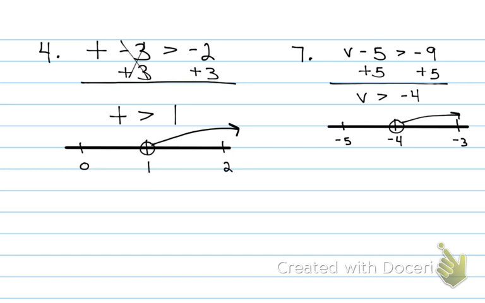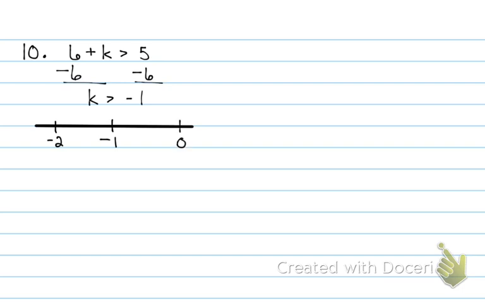All right, how are we doing so far? All right, let's do number 10. What did you do, Maya? 5 minus 6 on both sides. And what's 5 minus 6? Negative 1. And did you do an open dot or a closed? Open. And arrow going to the right. Right. Do you agree with her? Arrow going right? All right.